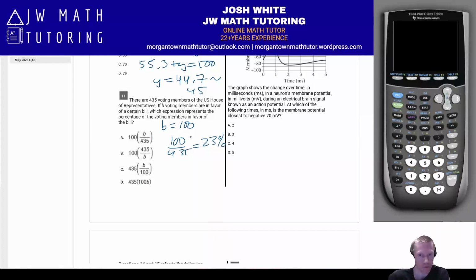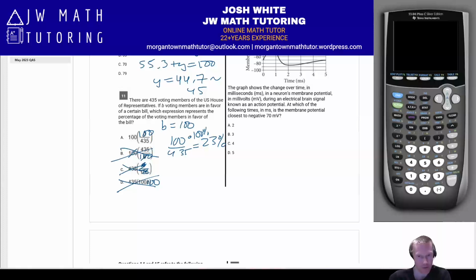Technically, you divide that and then multiply by 100% to turn it into a percentage. Now you go through all of these answer choices, plug in 100 for B, work them out, and see which one is equal to 23. Notice that in answer choice B, the hundreds cancel and you get just 435. That's wrong. In C, 100 over 100 is just 1, so you would get, again, 435. That's wrong. D, you're going to do 435 times 100 times 100, which is like 4,350,000 or something like that. That's wrong. So it's going to be answer choice A.